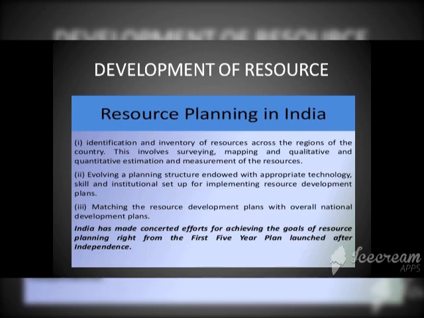Before doing any kind of development of resources, we have to do certain planning. First of all, we have to identify the resources across the regions of the country. That means first we have to do a survey, then mapping, then both qualitative and quantitative estimation and measurement of the resource. Then a plan structure has to be endowed with technology, skillful people, and we also have to set up the institutions for implementing the development work. Then we have to match the resource development with the present developmental plans. So this is how planning goes in India before utilizing any resource. India has made concerted efforts for achieving the goals of resource planning right from the first 5-year plan launched after independence.